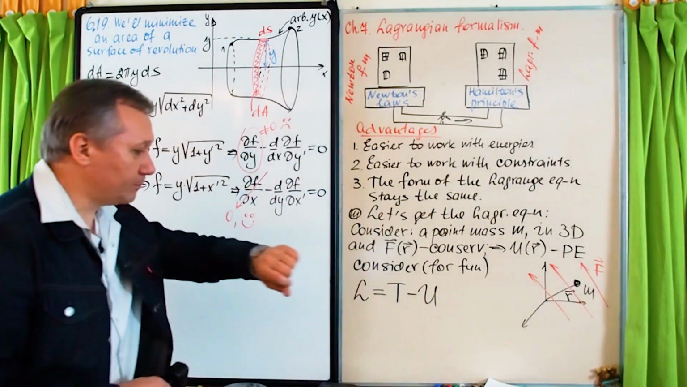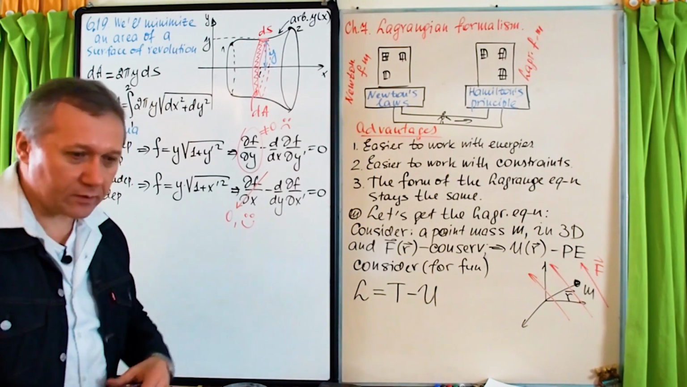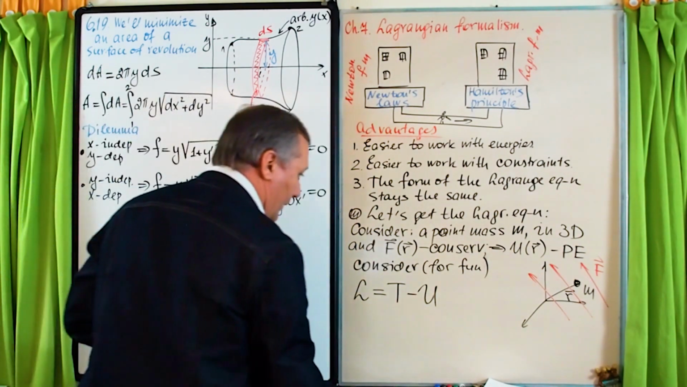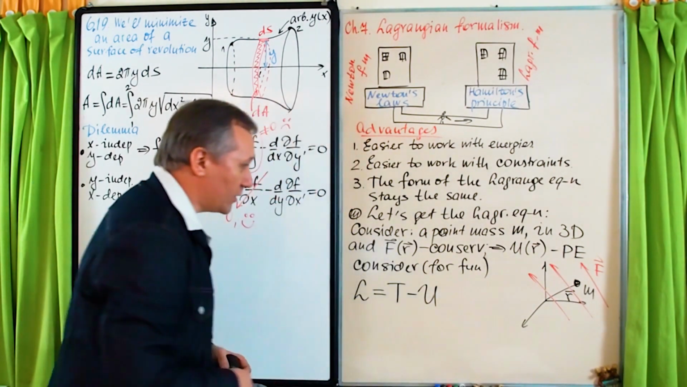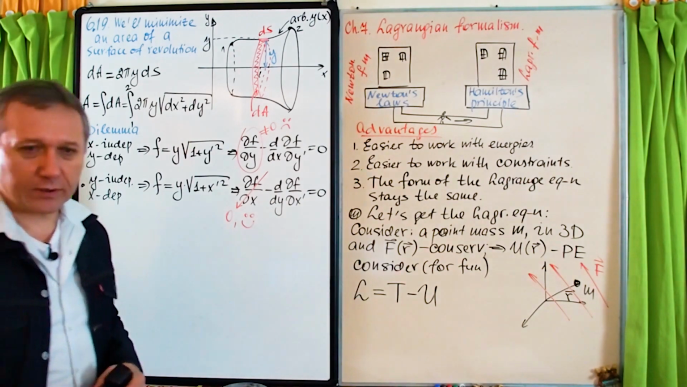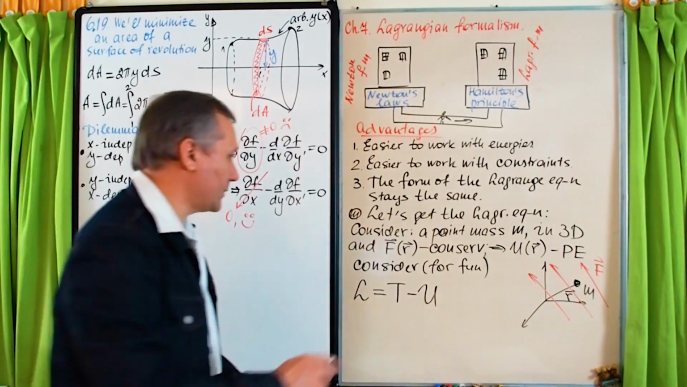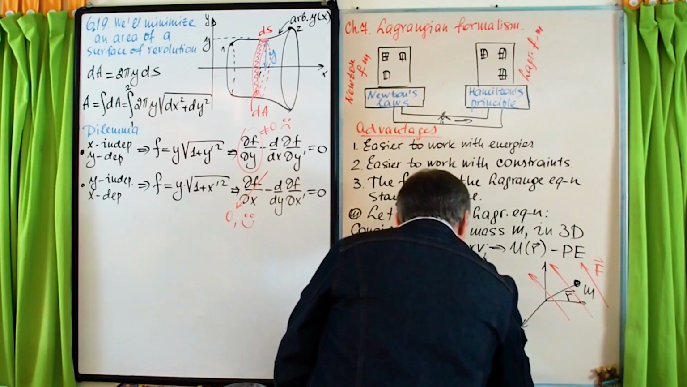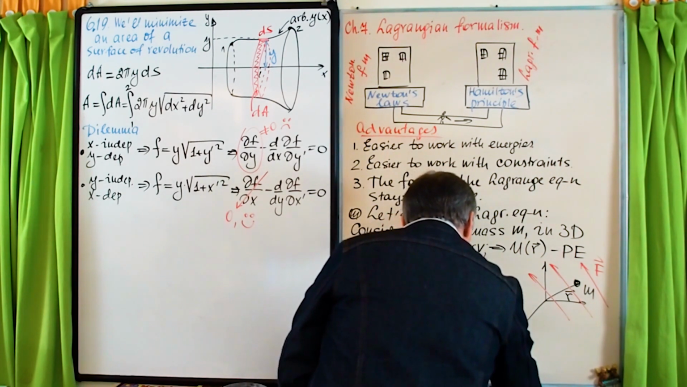Let me write the Lagrangian, and let's call it the Lagrangian. Next class, we will take it from here and get the Lagrange equations. It's called the Lagrangian, or Lagrangian function.